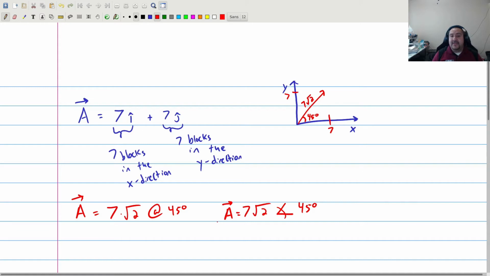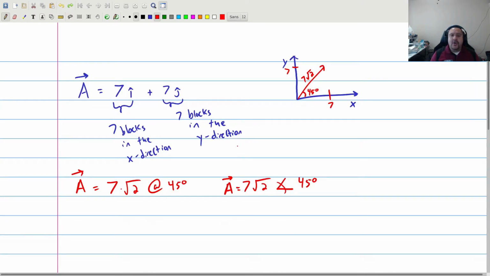So A, that vector, can be expressed as 7i hat plus 7j hat, could be expressed as 7 times the square root of 2 at 45 degrees, or it could be 7 times the square root of 2 at 45 degrees, as written over here on the right. Any of those three ways is exactly equivalent.